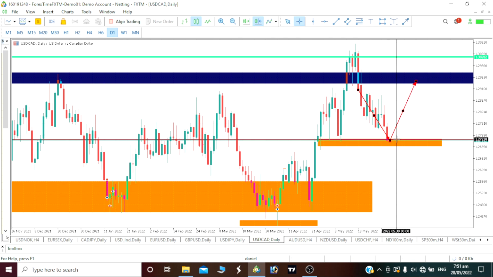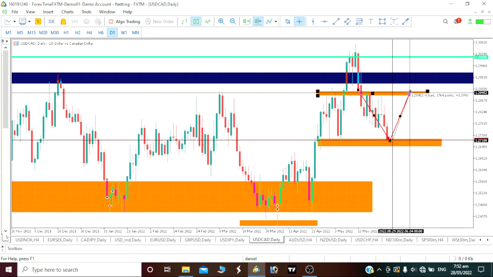Let's see how many pips. I'll be opting out of my trade here. I should be taking my take profits around this area here. That should be giving me about 170 pips, and if you are to aim it up here, that should be giving us about 200 plus pips.